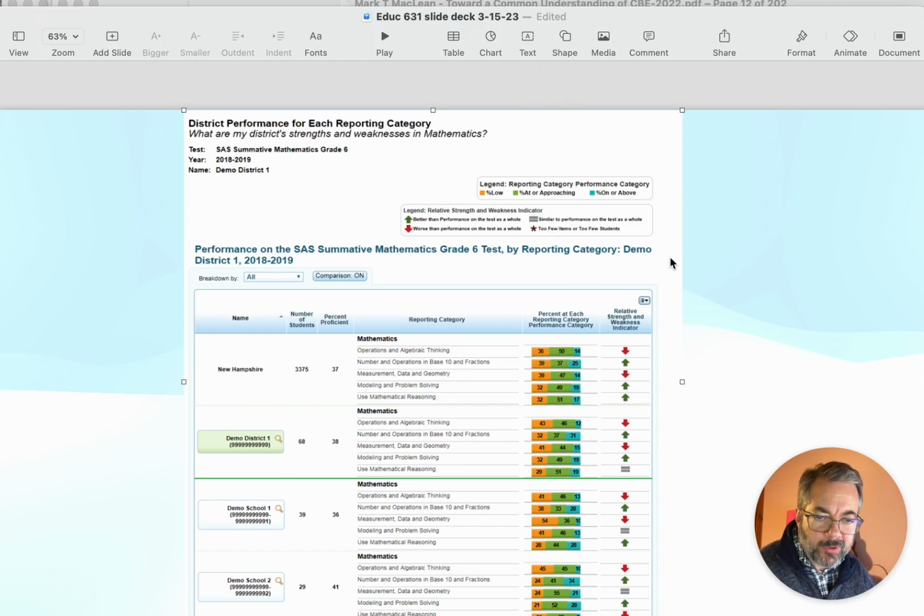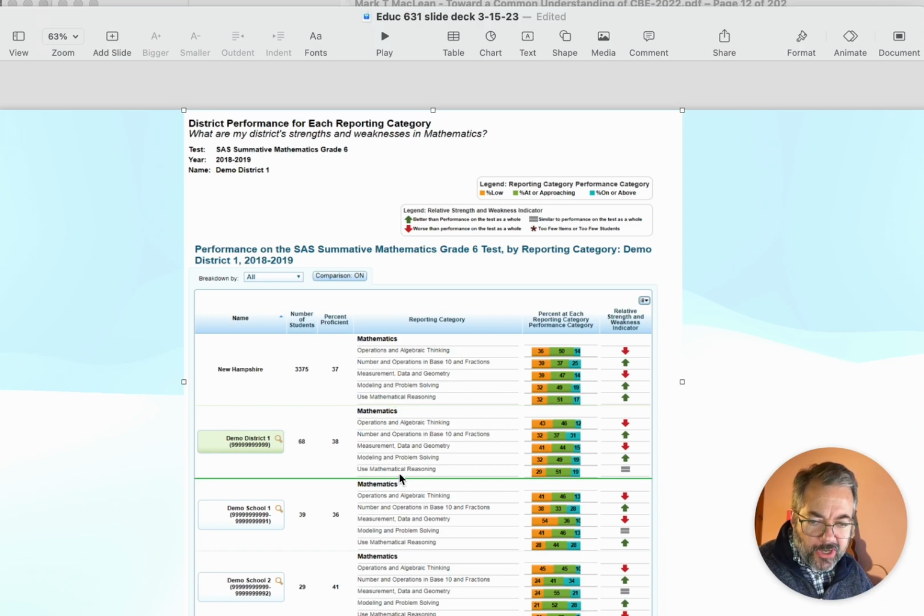And if we had more time, we might say, well, analyze these. In a quick look at this, they give you an arrow on general strength or weakness. You can see that this is a down red arrow because it's only 14% in the high and 36% in the low. But in this particular reporting category, number and operations, it's much better, 25% in the highest and only 30% in the lowest. So that would be math. And then that's New Hampshire.